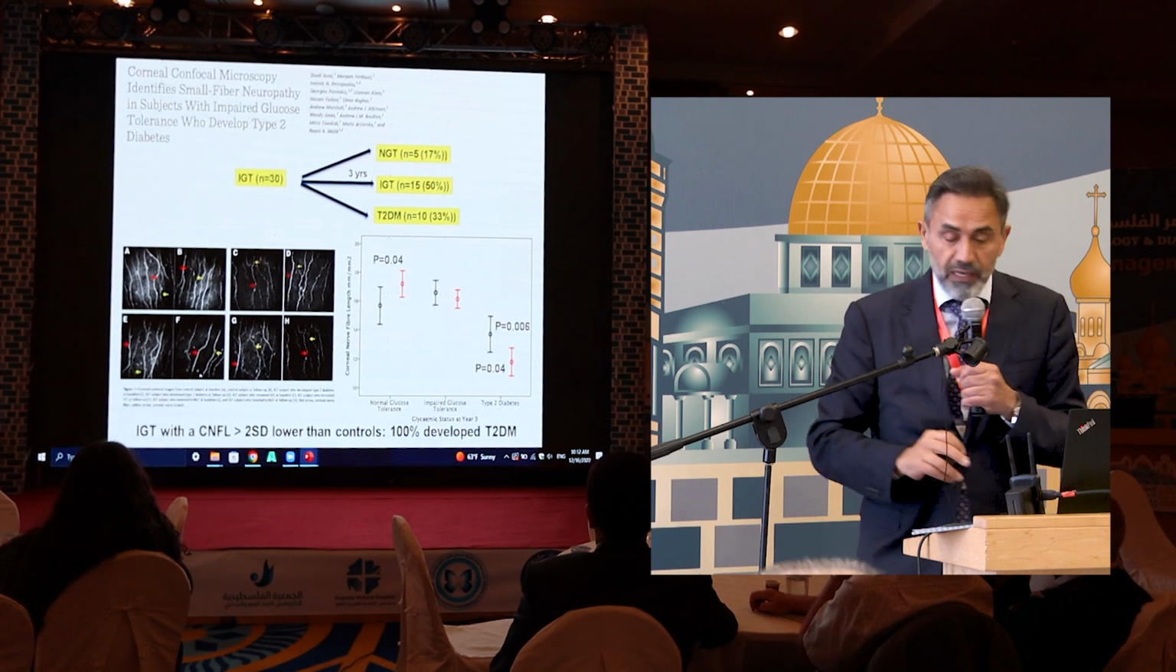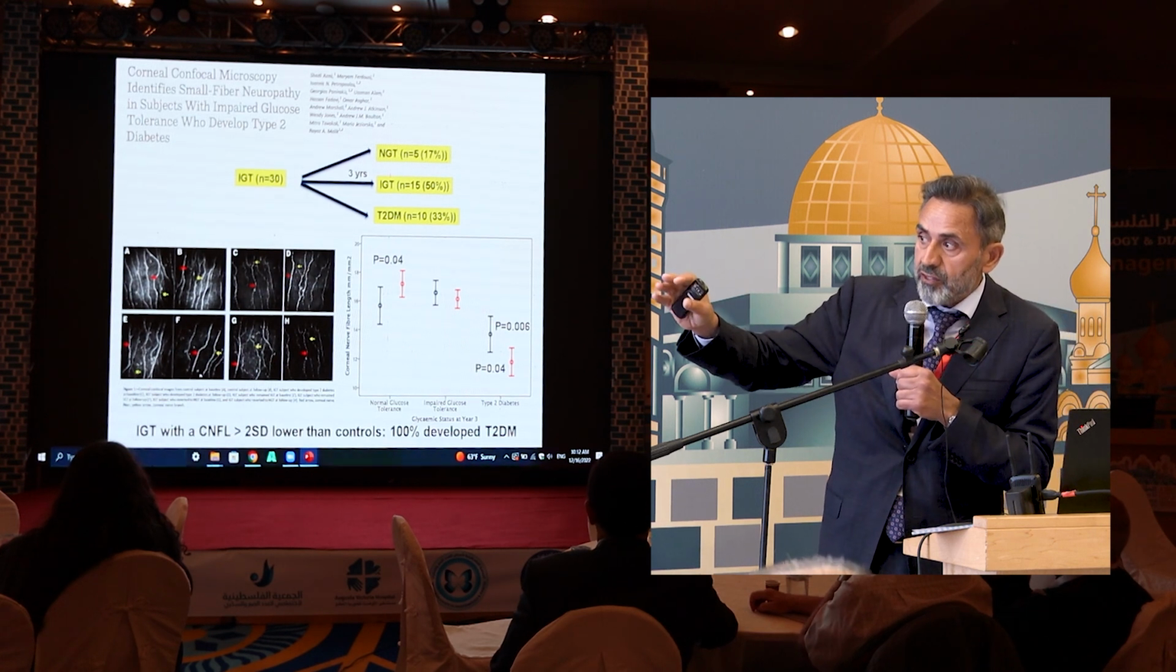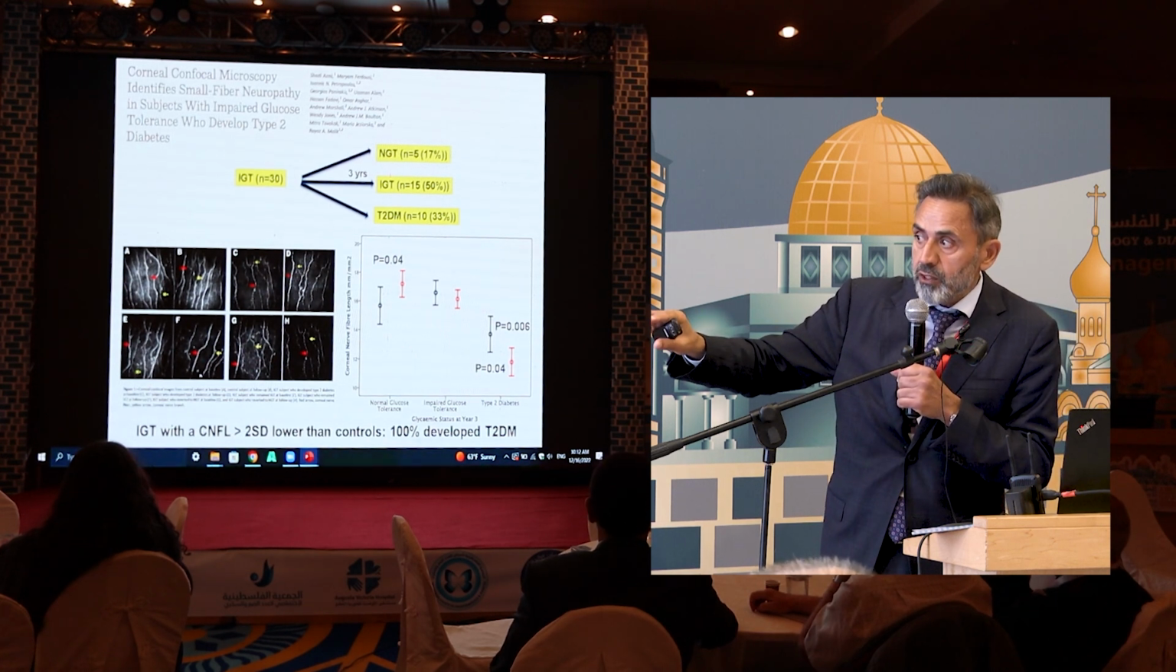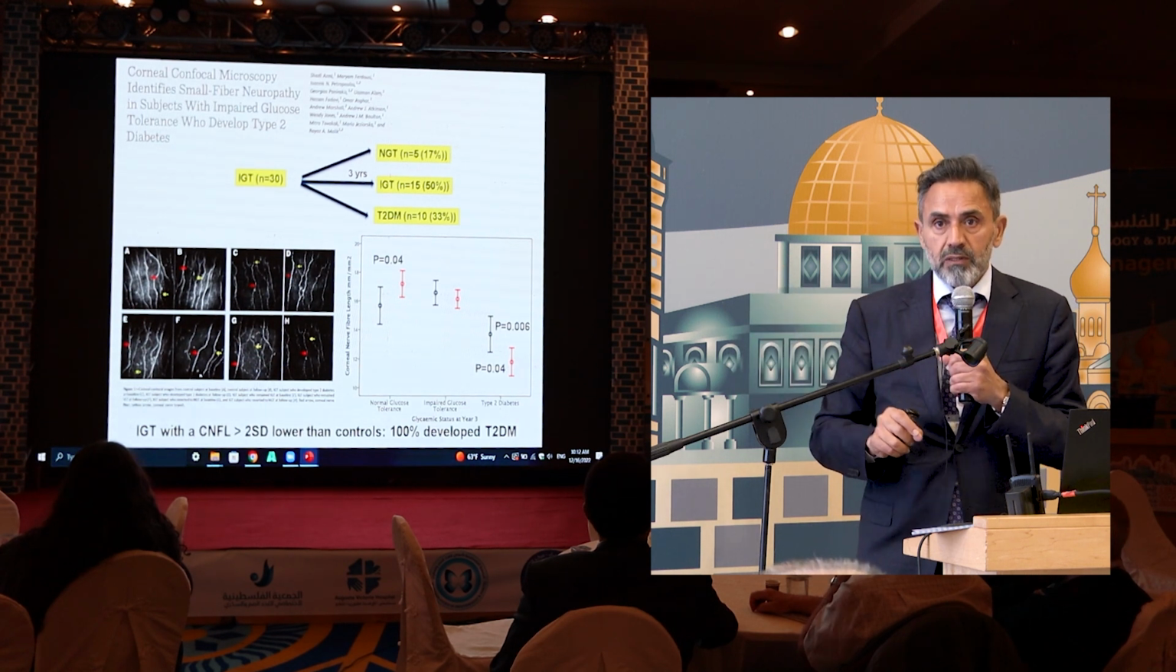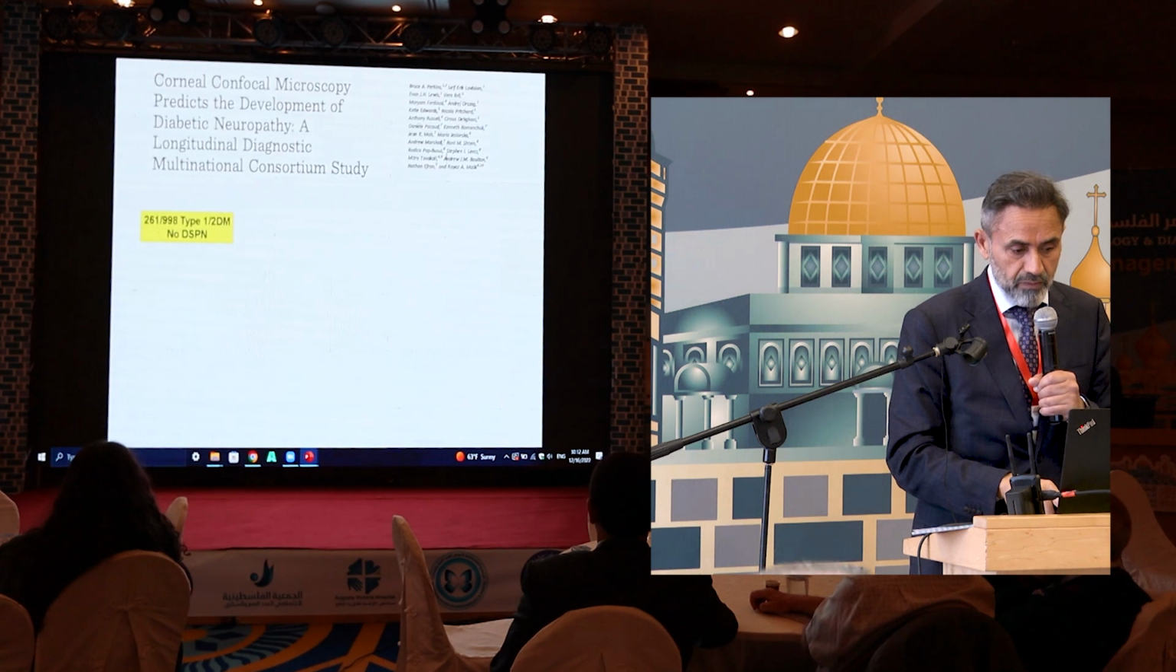And in fact, if you look at the corneal nerve fiber length, those that were more than 2 SD lower than controls, 100% of those developed type 2 diabetes. So that's the predictive value.